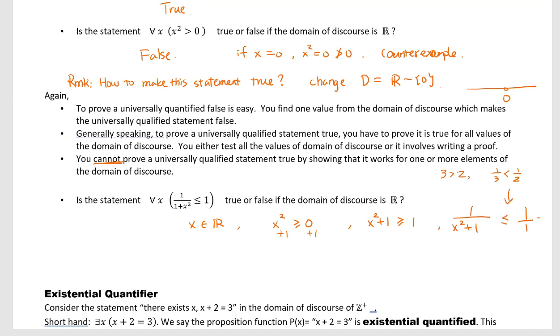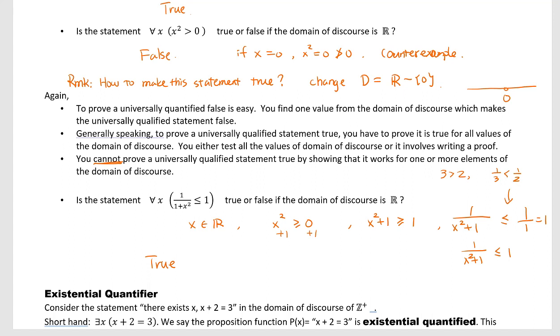So 1 over 1 is still 1. Oh, see, we have shown that 1 over x squared plus 1 is less than or equal to 1. And it is true for all x in the domain of real numbers. So that's why we see this is true. And this is a proof. Okay?